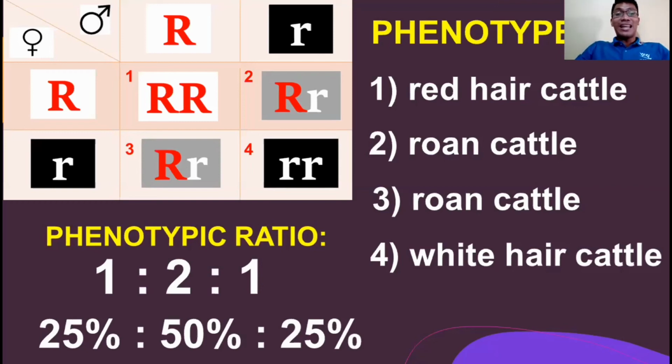It only means that every time roan cattle produce offspring, they will always have a 25% chance of having red hair cattle, 50% chance of having roan cattle, and another 25% chance of having white hair cattle. So again, ang mga percentages na to ay probability or possibility lamang. So we got 25% for the red, 50% for the roan, and 25% for the white.